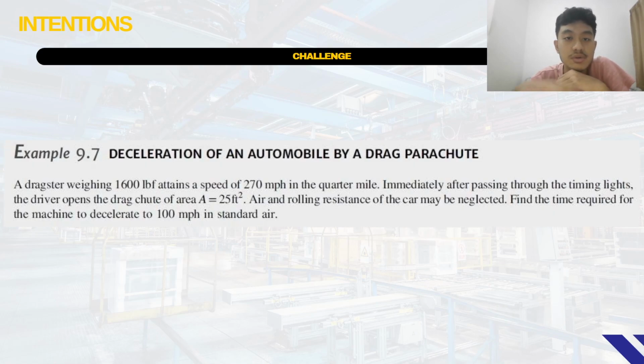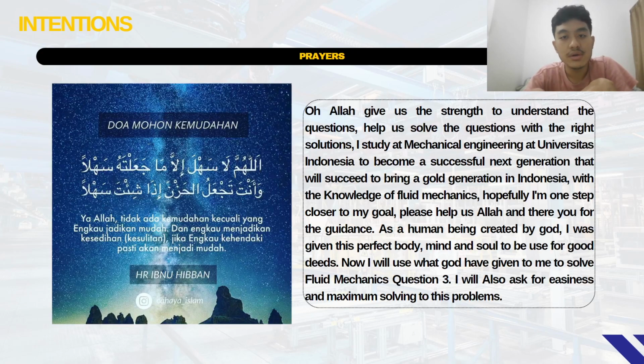First, intentions. The challenge is about deceleration of an automobile by a drag parachute. There's a dragster weighing about 1,600 pounds that attains a speed of 270 miles per hour in a quarter mile. Immediately after passing through the timing lights, the driver opens the drag chute of area A equal to 25 feet square. Air and rolling resistance of the car may be neglected. Find the time required for the machine to decelerate to 100 miles per hour in standard air.